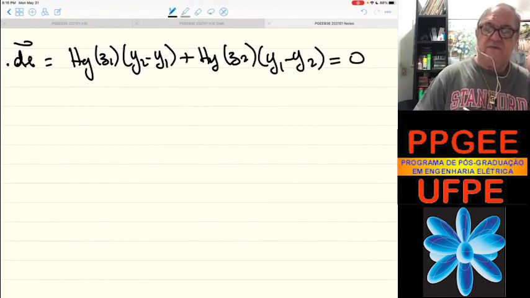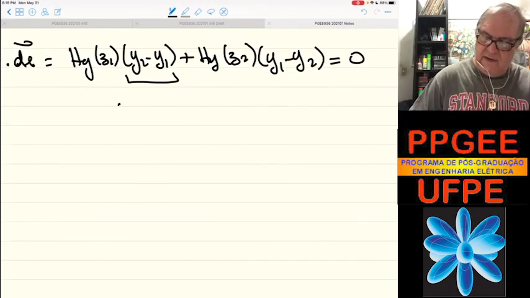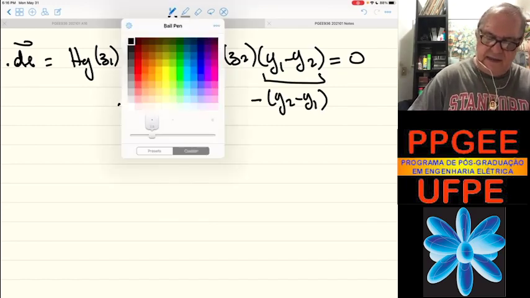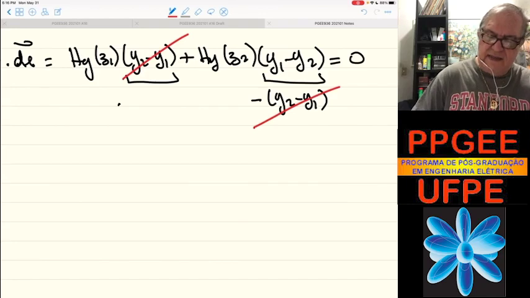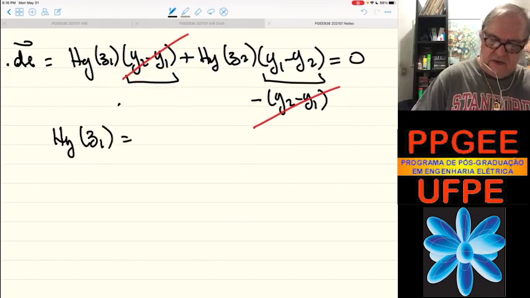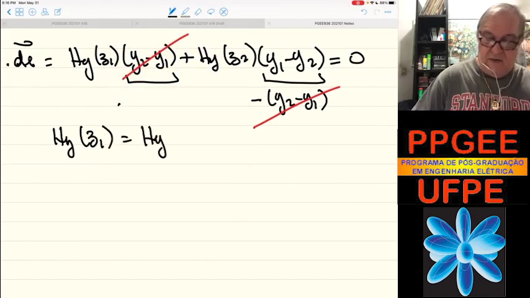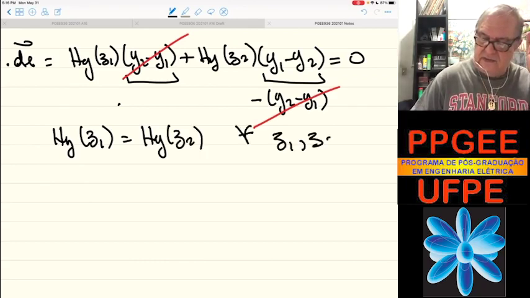This equals 0. So in other words, this equals minus y2 minus y1. If I divide by this, I conclude that Hy of z1 equals Hy of z2, independent of z1 and z2. Right?